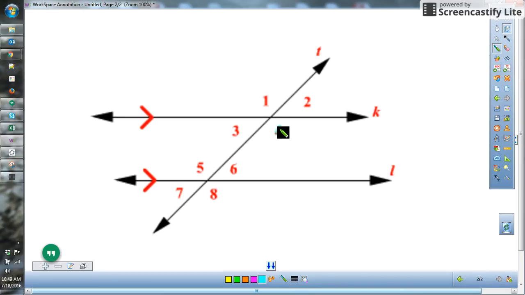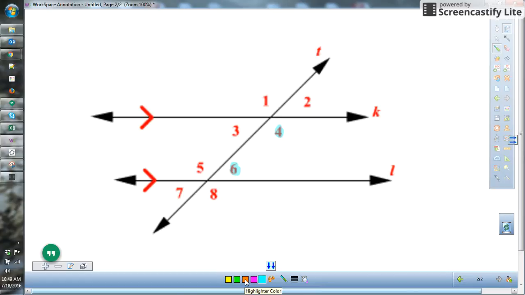So I'm going to go ahead and do some highlighting. Angle 4 and angle 6, these are right next to each other. They're consecutive. And they're also interior. They're on the inside of those parallel lines. So those are going to be one of my 2 pairs of consecutive interior angles.